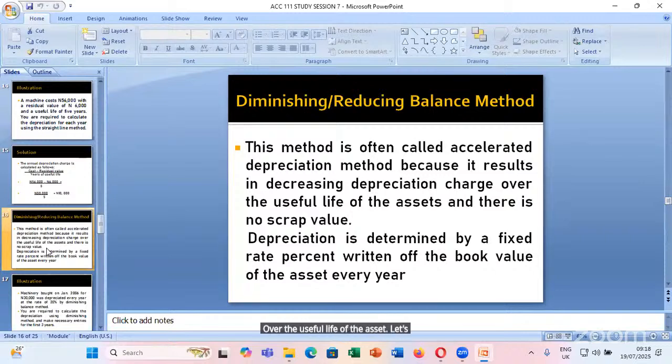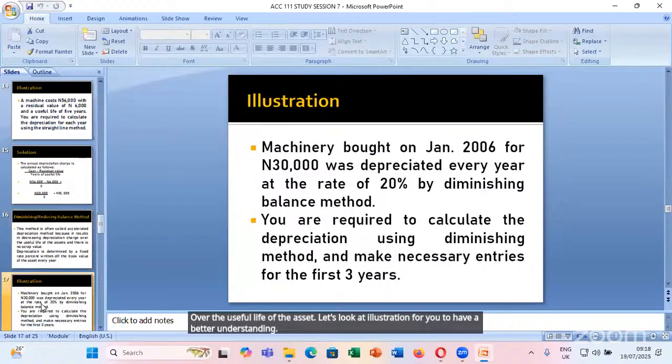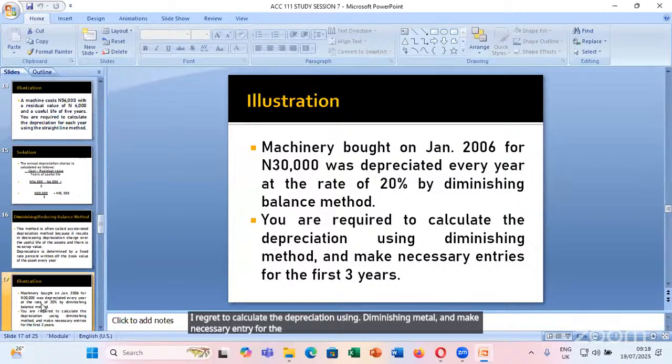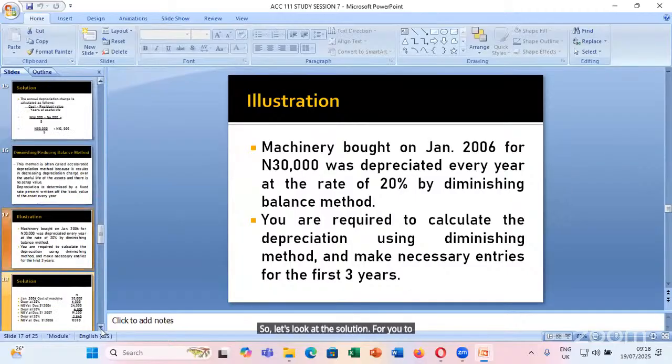Let's look at an illustration for a better understanding. A machine was bought on January 20, 2006 for 30,000, and it was depreciated every year at the rate of 20% by the diminishing balance method. You are required to calculate the depreciation using the diminishing method and make the necessary entries for the first 3 years. Let's look at the solution.